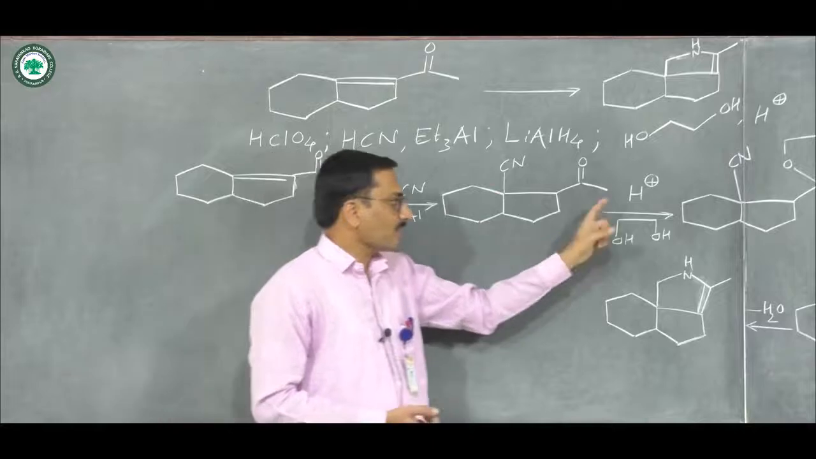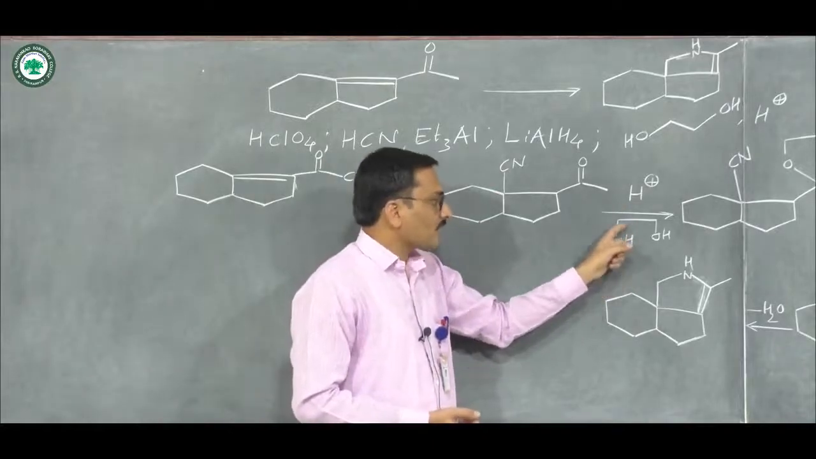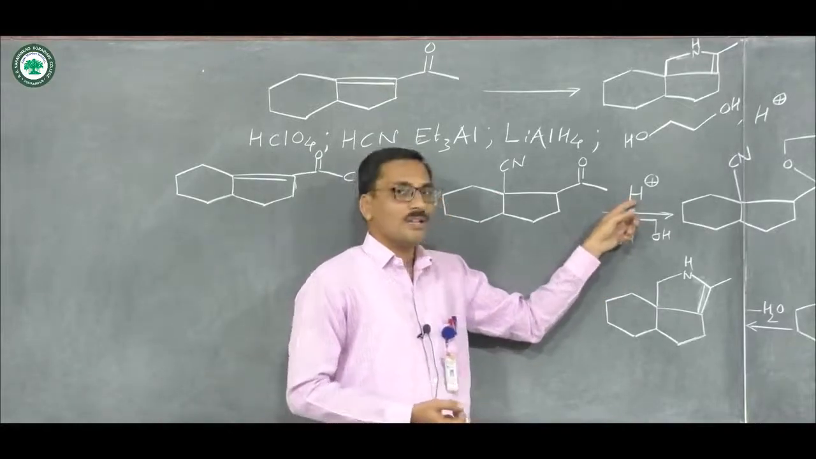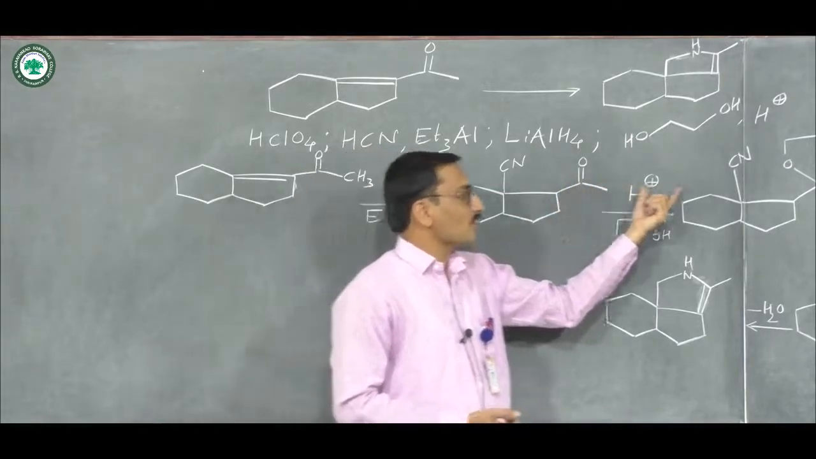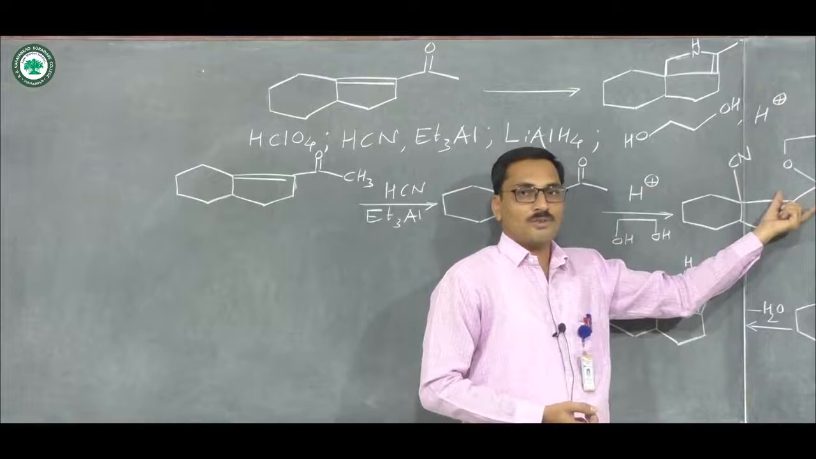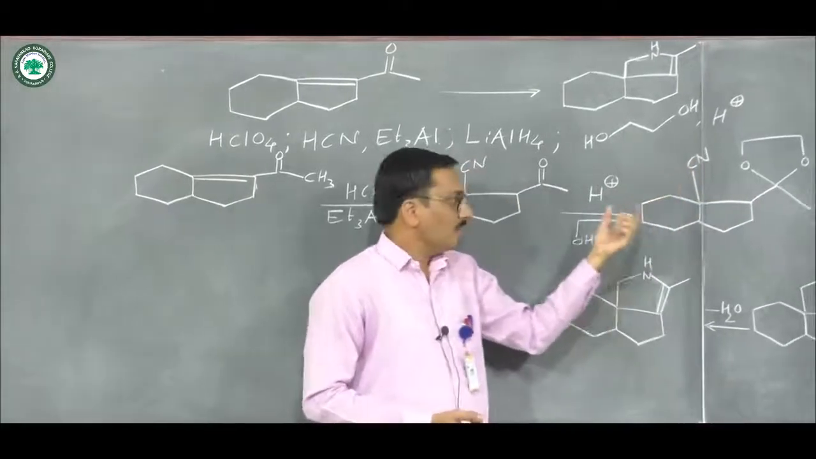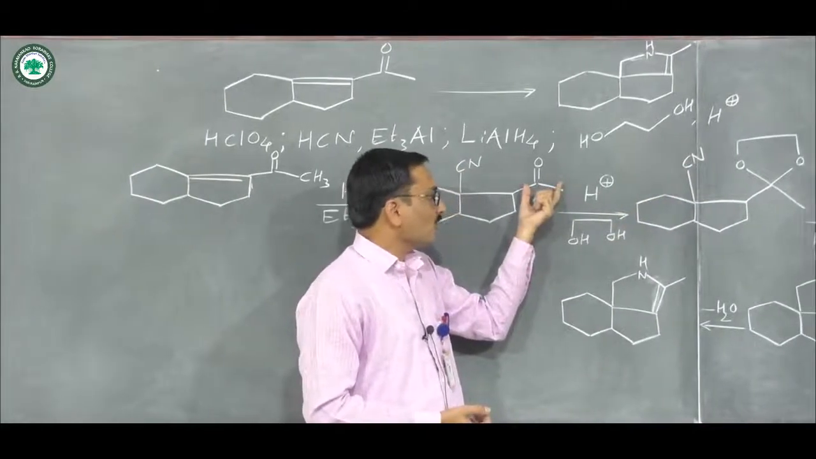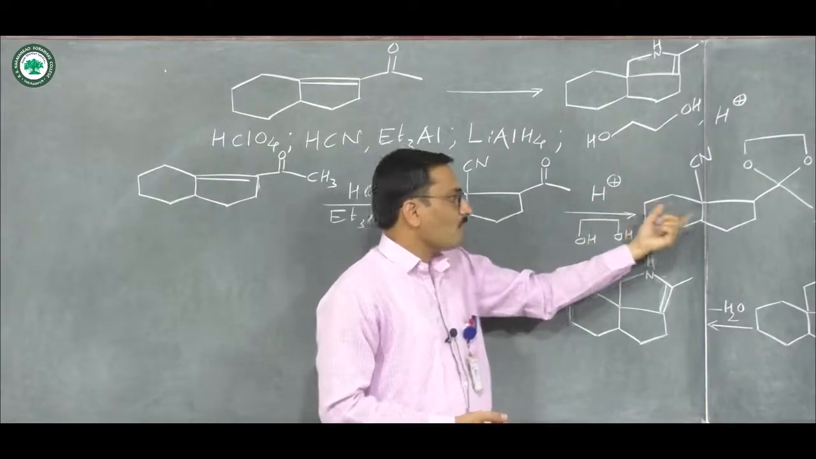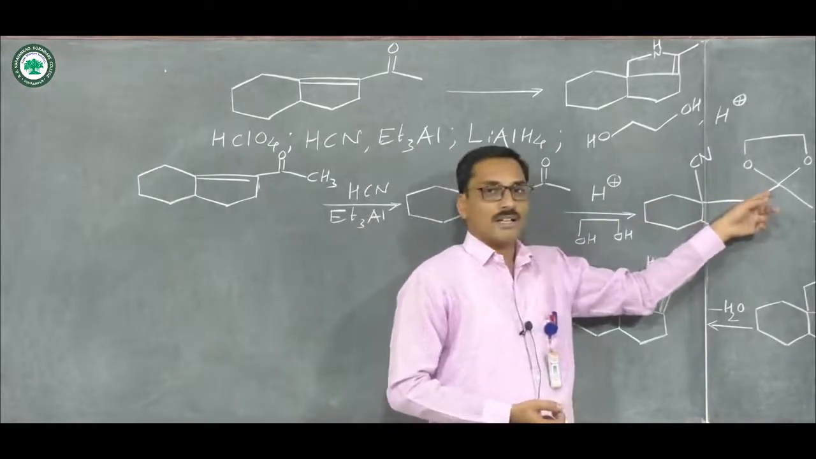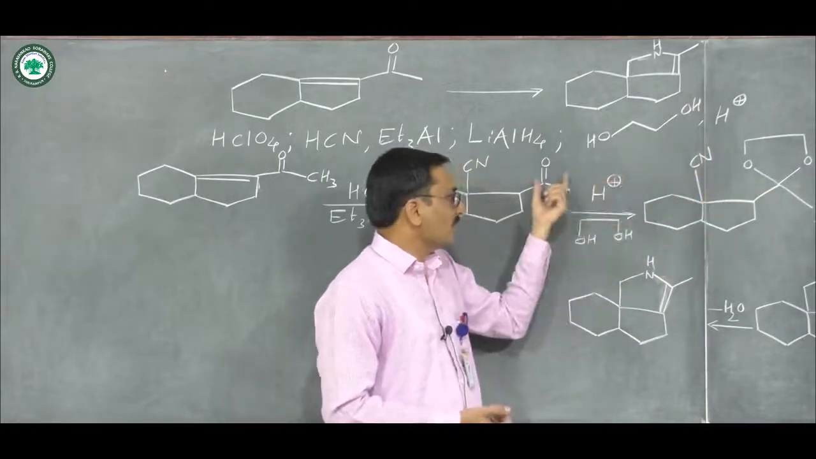In the next step, this diol in the presence of H plus undergoes reaction with the carbonyl group of the ketone, and there is formation of this type of ketal. So in this particular step we protect this carbonyl group using the diol in the presence of H plus, and there is formation of this ketal. So this is protection of the ketone.